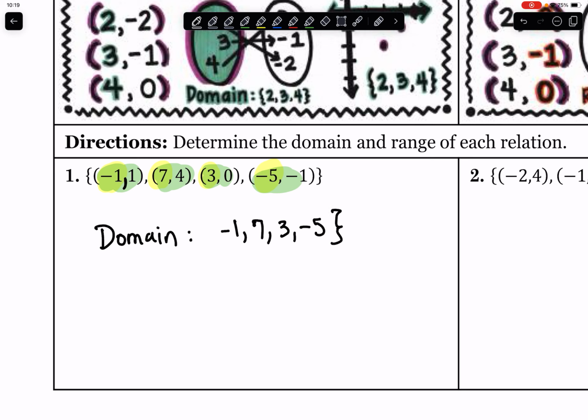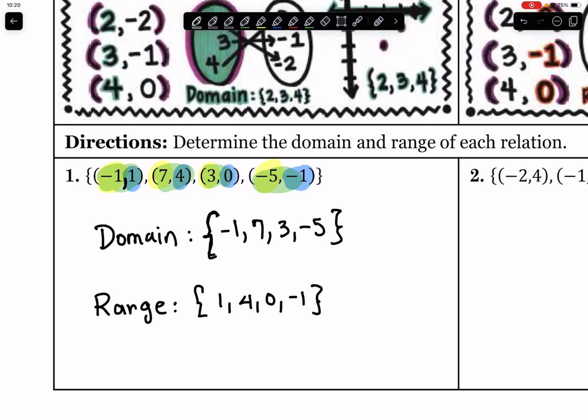Now in mathematics, anytime that we make a list of elements, whether they're numbers or variables or anything else, we use these squiggly brackets, which are called braces, in order to identify that we have a list of elements. Now the range for this set is going to be the second element of the ordered pair. So here it will be 1, 4, 0, and -1.